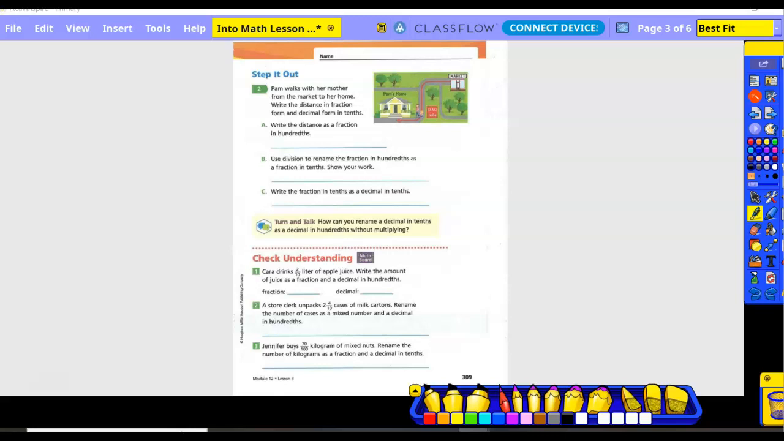Stepping up, number 2. Pam walks with her mother from the market to her home. Write the distance in fraction form and decimal form in tenths. Write the distance as a fraction in hundredths. Okay, so they gave us the number over here, right? Okay, so what is it? 60 hundredths, right? Which equals what as a fraction? What do I put over each other? 60 over 100, and then my label of mile. Okay, so 60 hundredths of a mile.